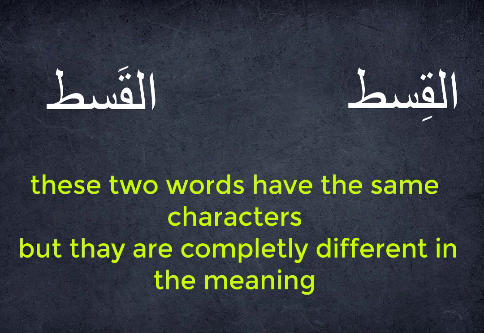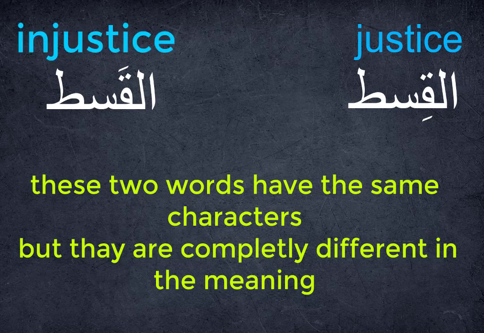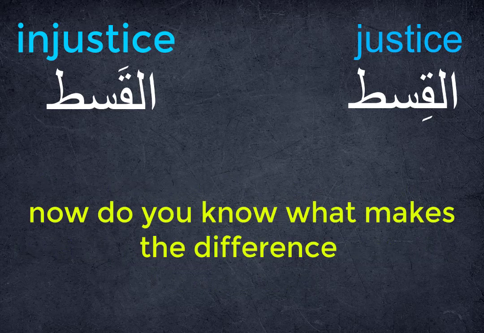These two words have the same characters, but they are completely different in the meaning. The first word is al-qist, which means justice. The second word is al-qast, which means injustice. Now, do you know what makes the difference? These symbols here completely change the meaning of the word.